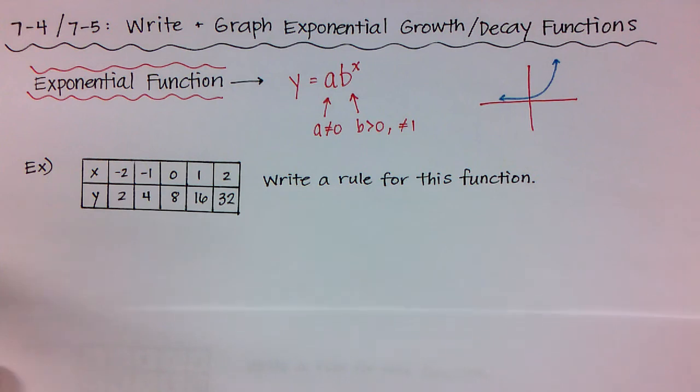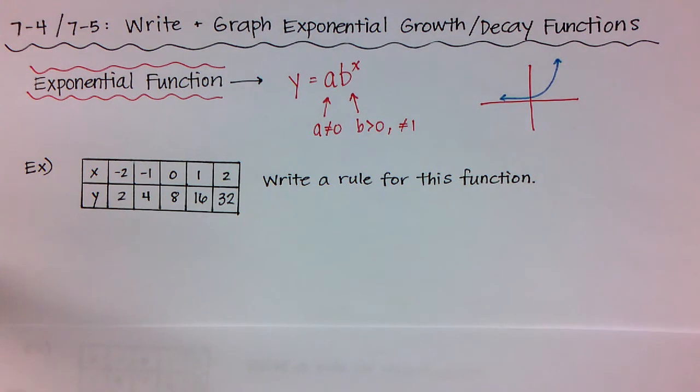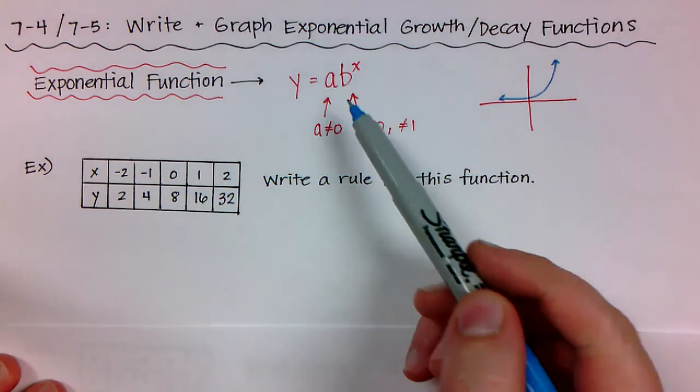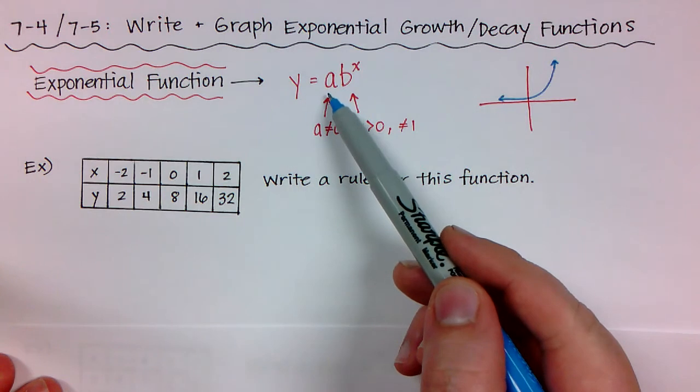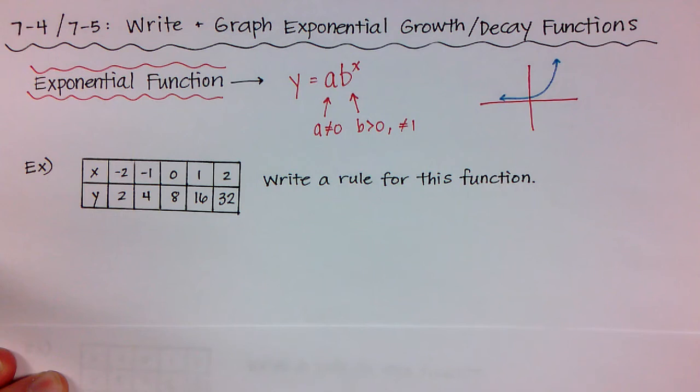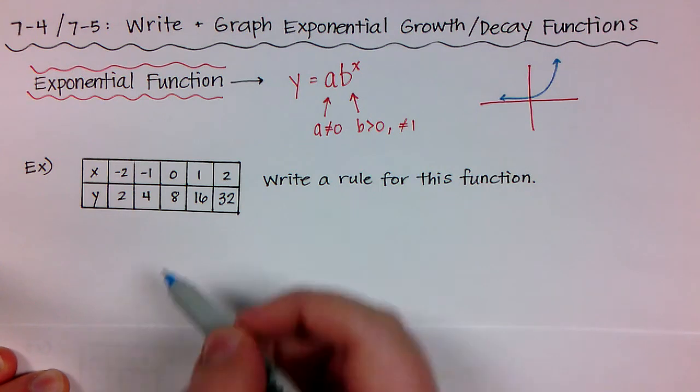We're given a set of points, some data, and we're asked to write a rule for this function. By a rule, I mean I want you to write what the function is. So it's going to look like an equation. We only need to find two things. If it's in this form, we need to find the a and we need to find the b.